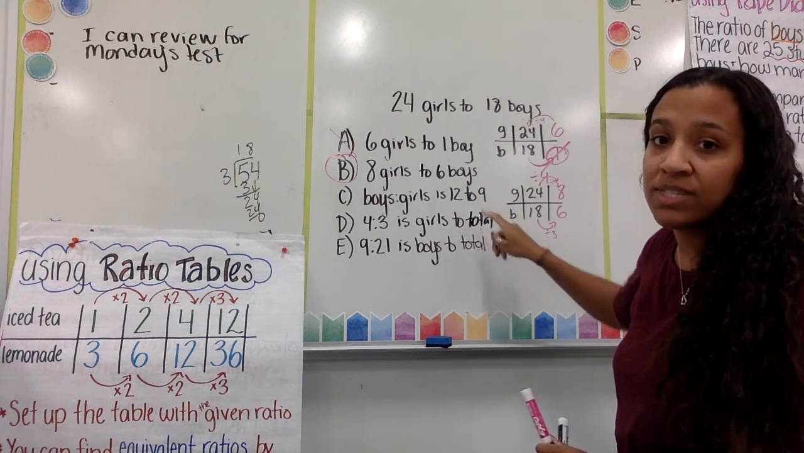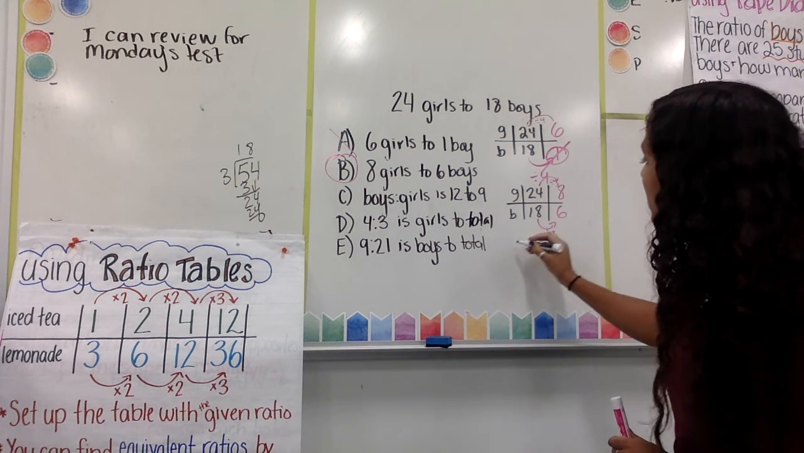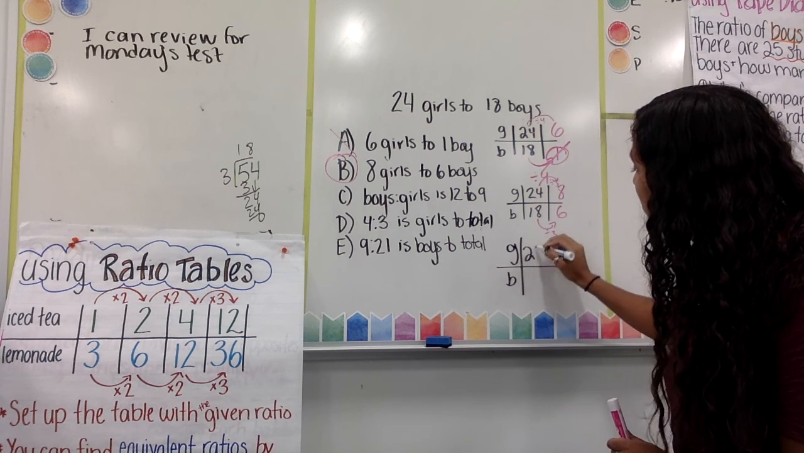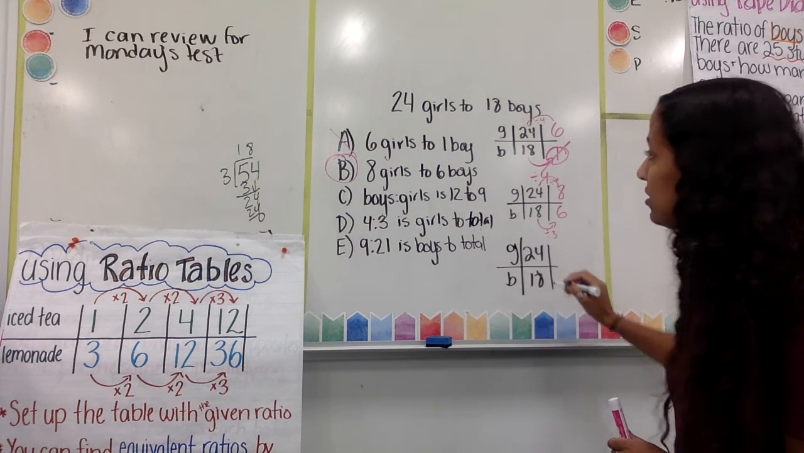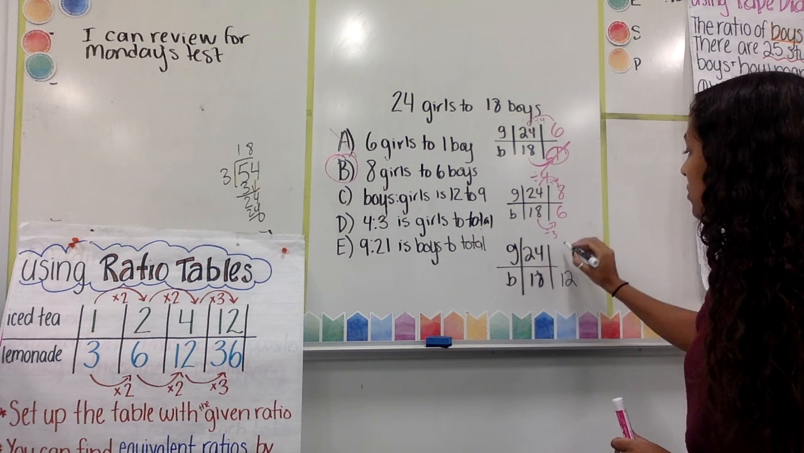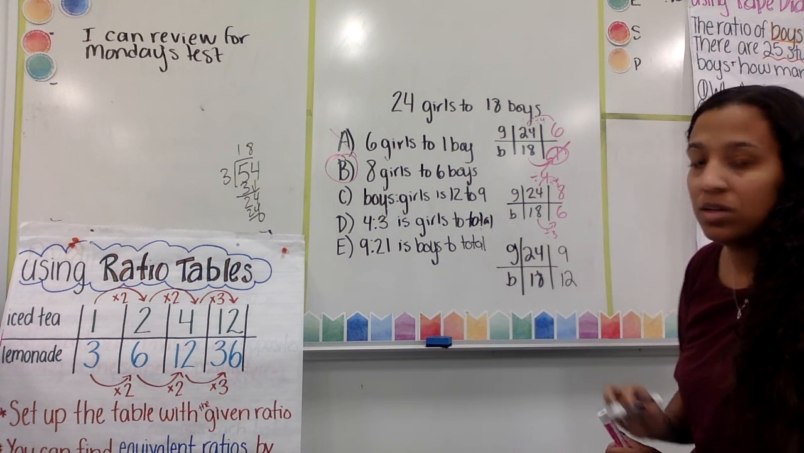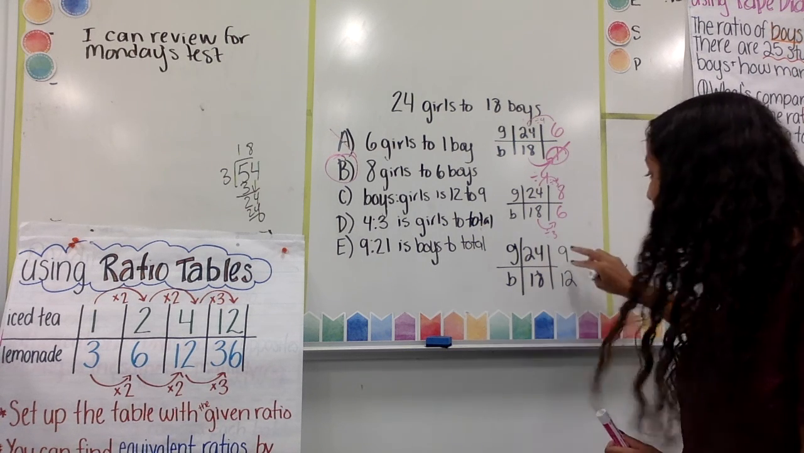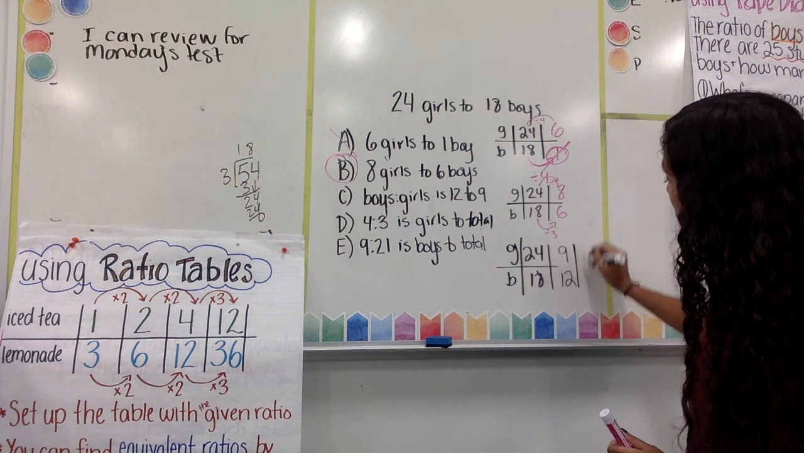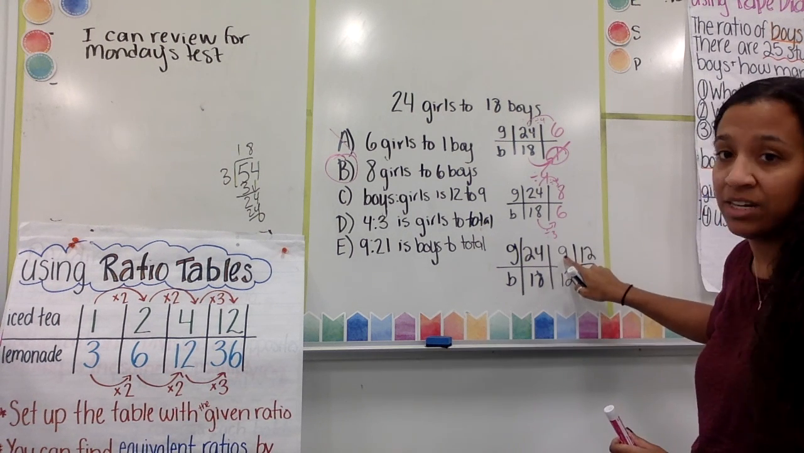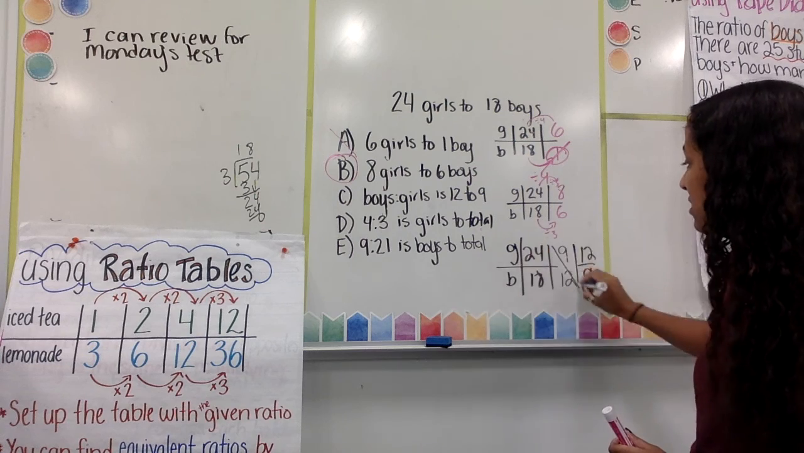Boys to girls is 12 to 9. Let's see. Girls to boys, 24 to 18. Boys, 12. Girls, 9. Is there a way that we can multiply or divide both by the same thing? No, this was flipped. 12 girls to 9 boys works. 9 girls to 12 boys does not.